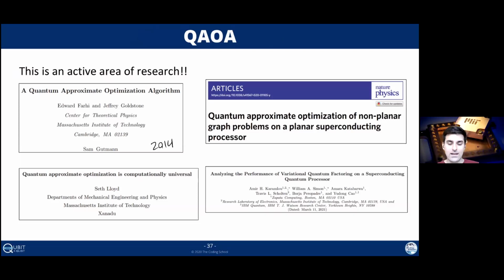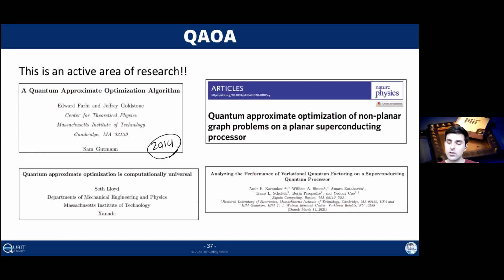And that's actually when I started college, as a freshman, as a first year student. So it's a very new algorithm. And again, there's a lot of research that's happening. So there was a proof that showed that quantum approximation optimization is computationally universal, meaning that it could probably hit any minimum that you want if you run it for long enough.